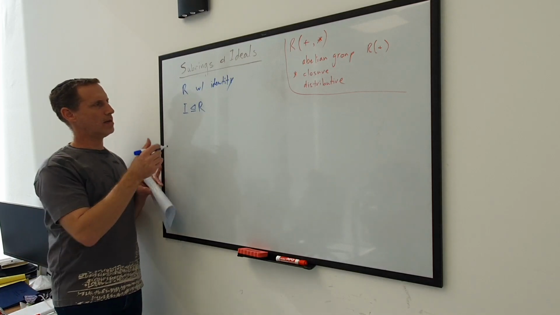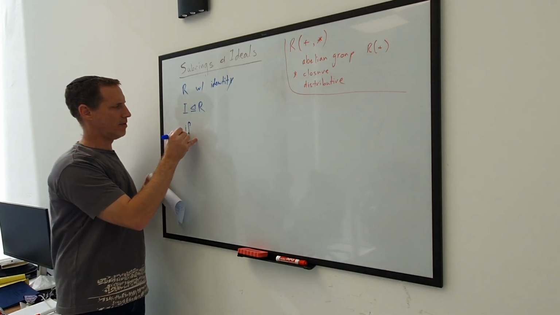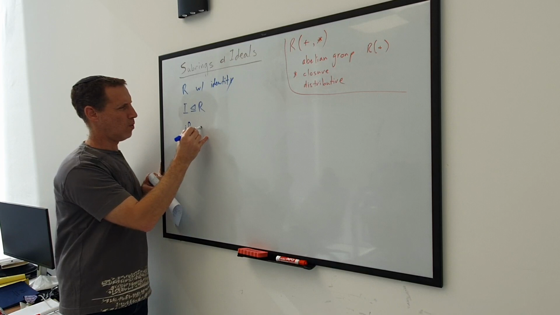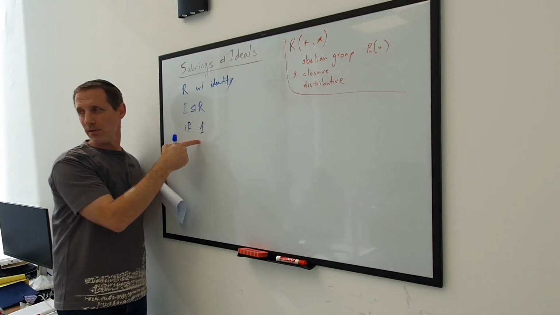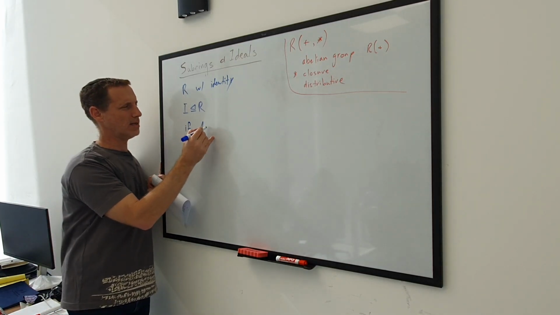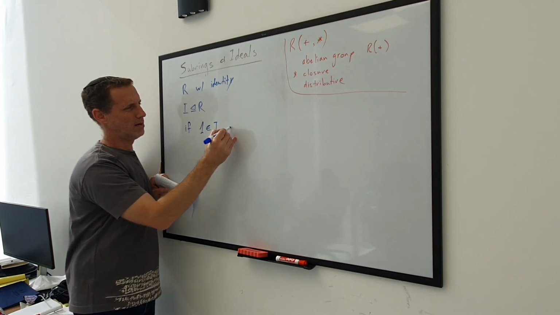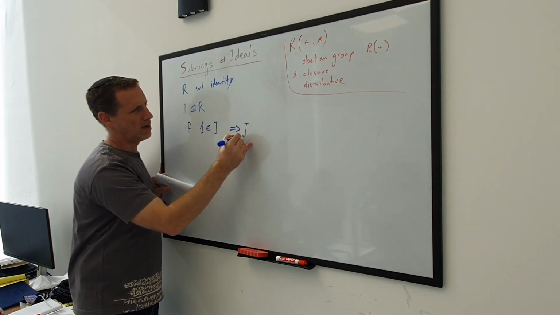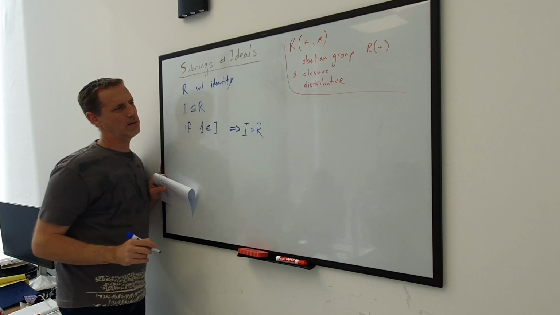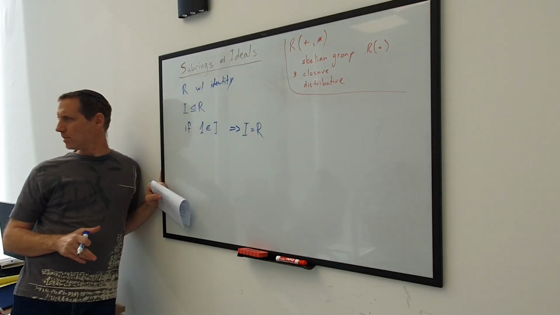So then I say that if one, the multiplicative identity, belongs to I, then I equals R. Let's prove it.